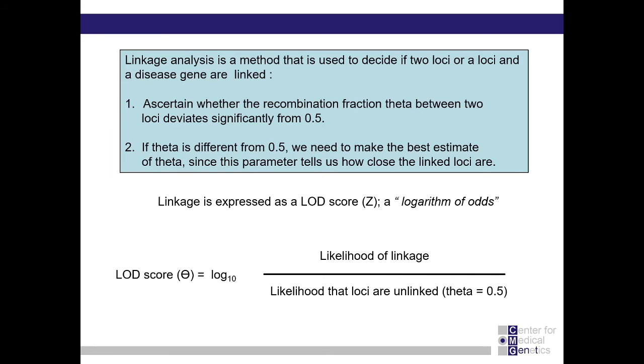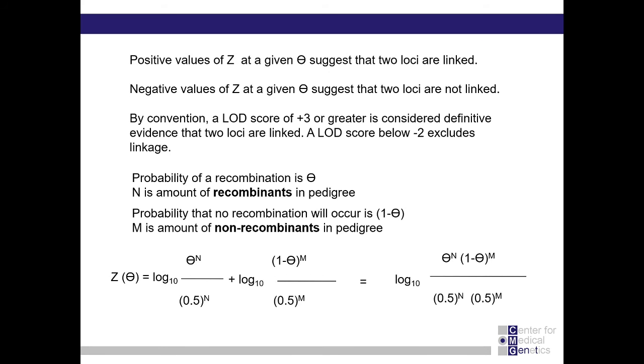Linkage is expressed as a log score Z, a logarithm of odds. Z(theta) is equal to log 10 of the likelihood of linkage over the likelihood the loci are unlinked, so theta equals 0.5. A positive value of Z at a given theta suggests that the two loci are linked. A negative value of Z at a given theta suggests that the two loci are not linked. By convention, a log score of 3 and greater is considered definitive evidence that the two loci are linked. A log score below -2 excludes the linkage.